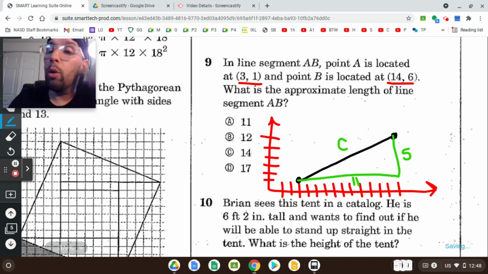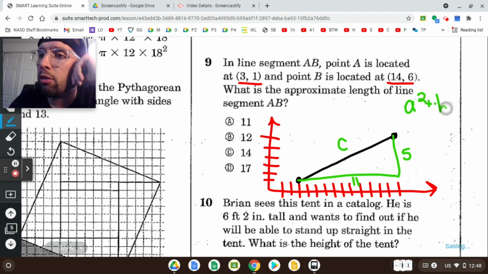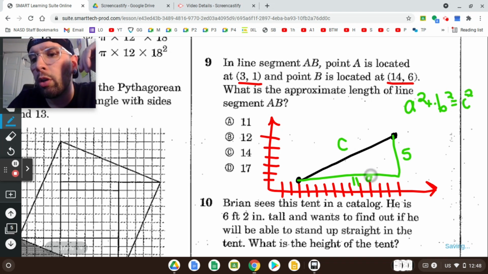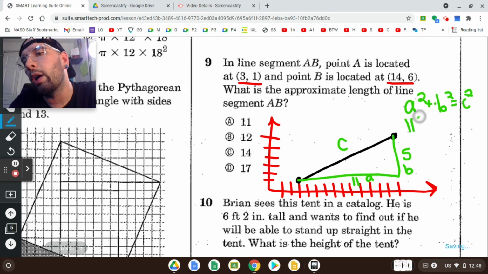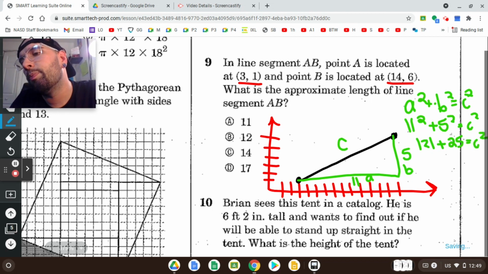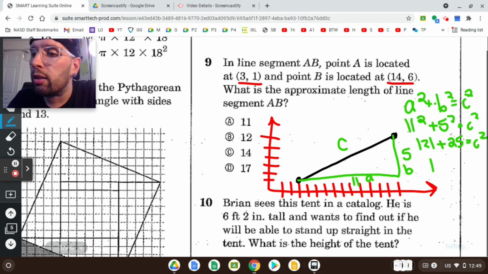So this is Pythagorean Theorem. A squared plus B squared equals C squared. It doesn't matter which one you call A or B as long as the longest side is C. So I have 11 squared plus 5 squared equals C squared. 11 squared is 121, and 5 squared is 25. That equals C squared. Add those two numbers and you get 146.